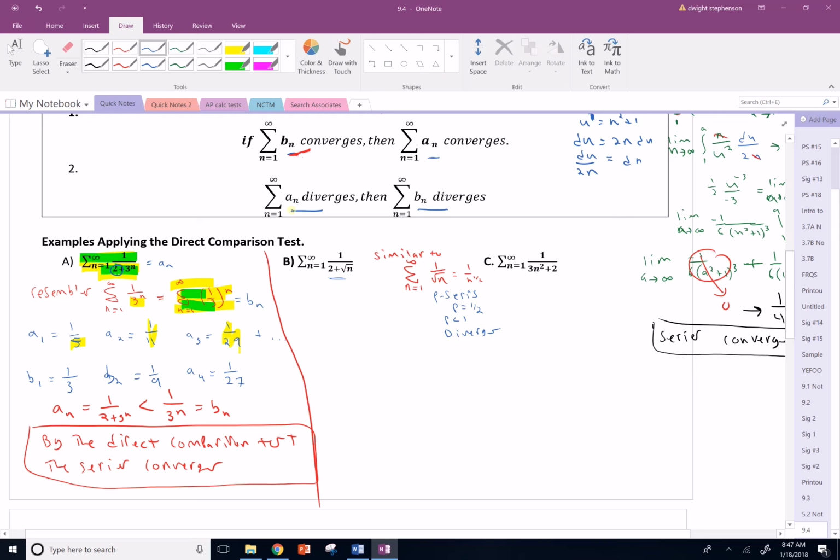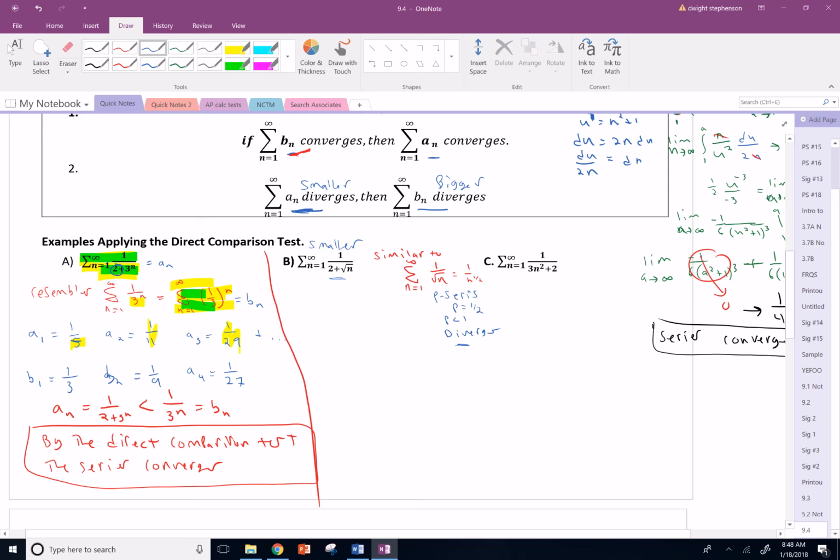Which means what we need to show is that this one, right? So if the smaller one diverges, then the bigger one diverges. So what we need to show is that this one is smaller, and then we can show that that one diverges. So let's think about it. This is very similar to the other one, right? If I'm adding 2 to the denominator, that means this one's actually going to be smaller, right? Because you're dividing by a bigger number.